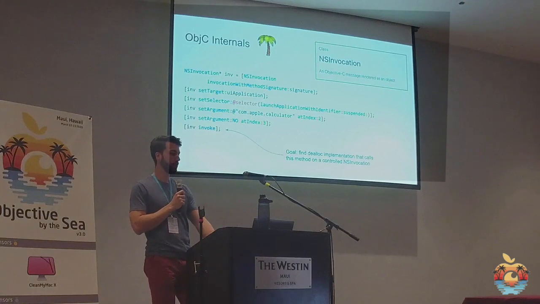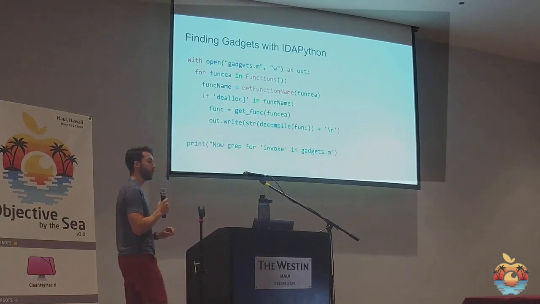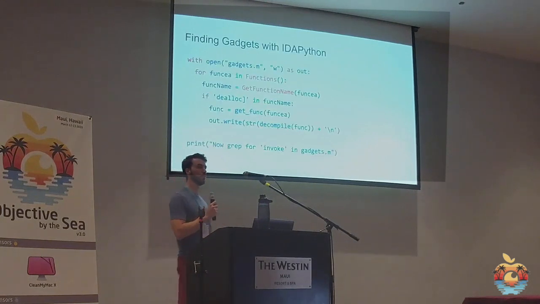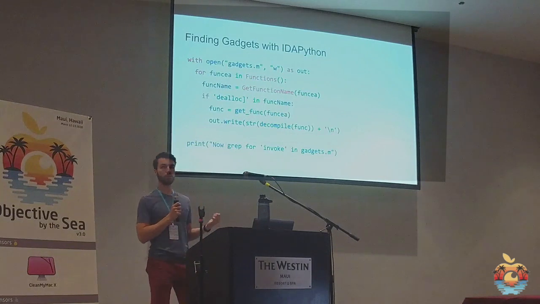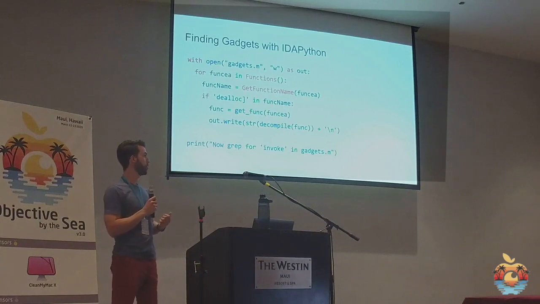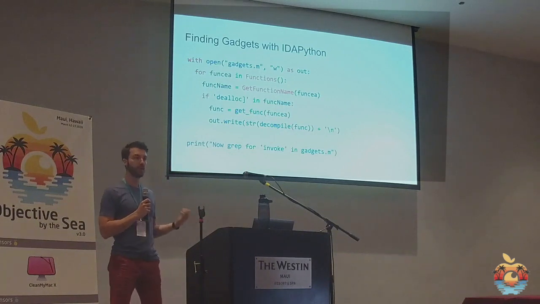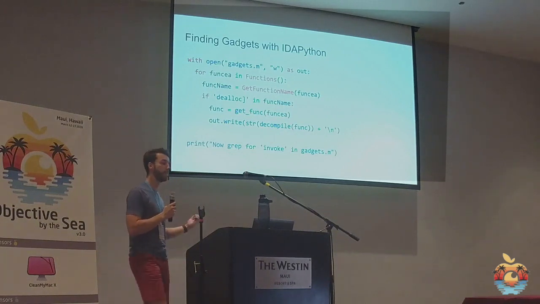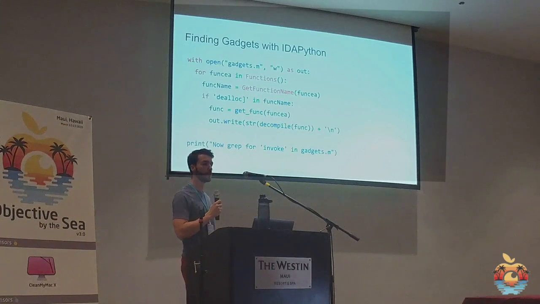So why is this useful? Well, let's assume we have a dealloc function that calls invoke on a controlled NSInvocation. If we have that, then we could just fake an NSInvocation and get its invoke called, and then we would get a completely controlled method called.